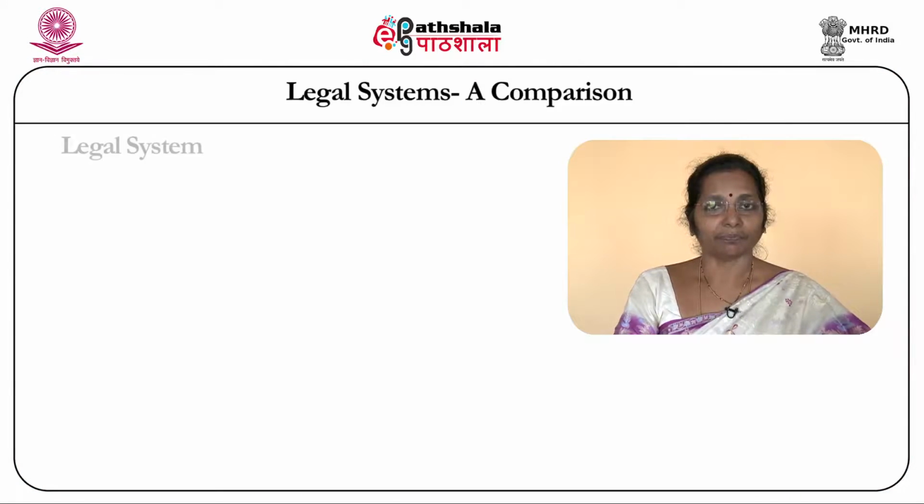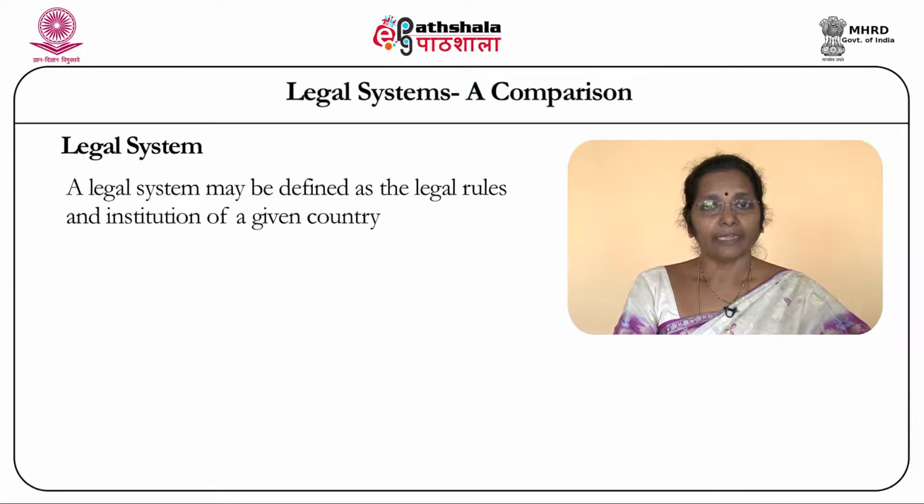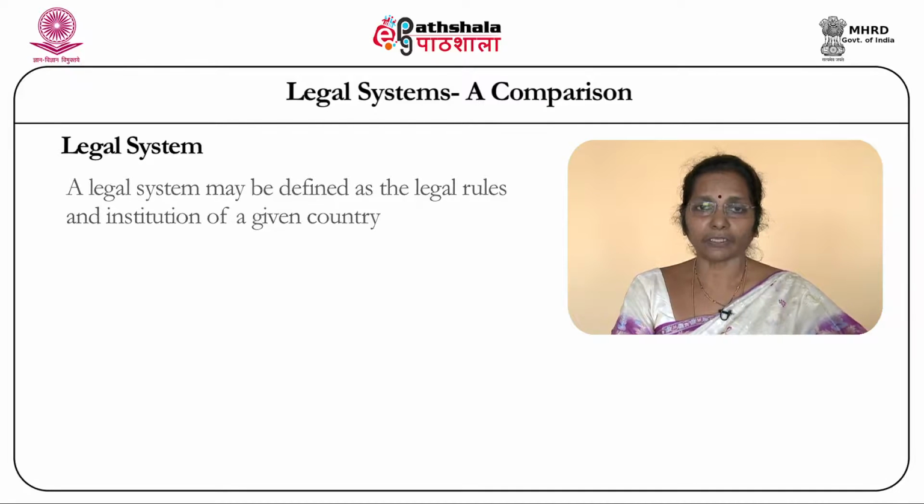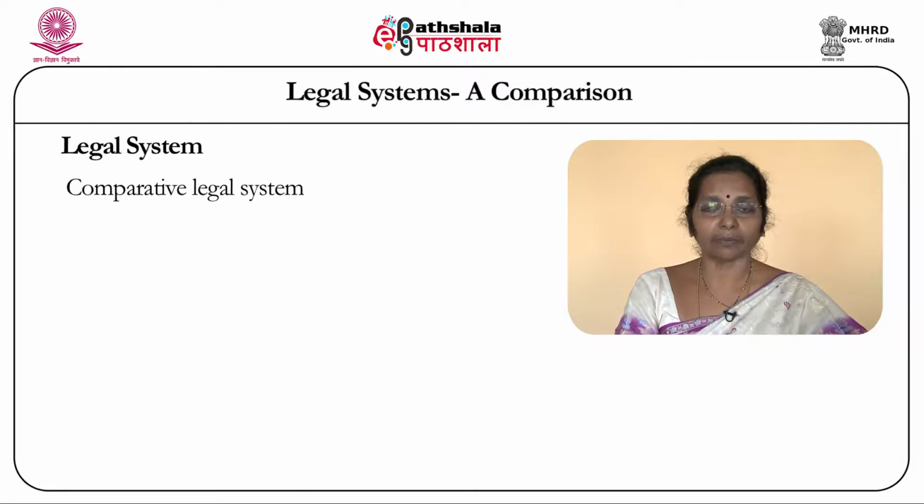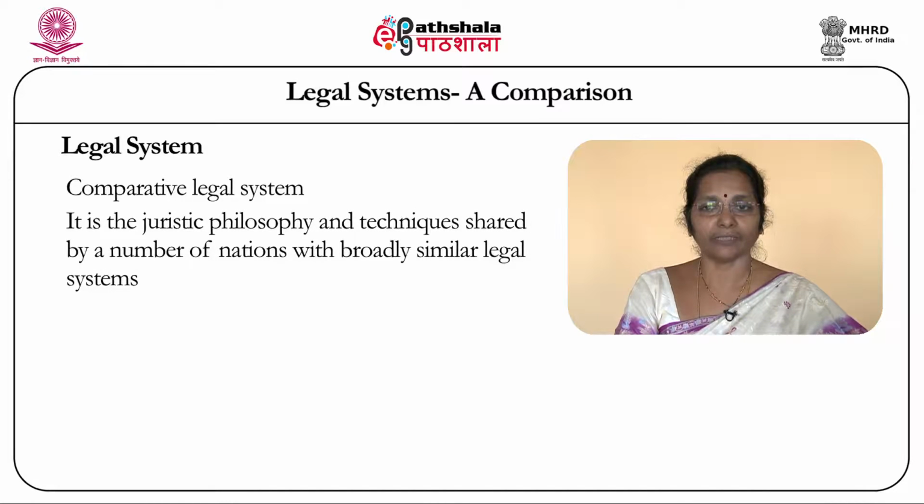Now, what is a legal system? Briefly, a legal system may be defined as the legal rules and the institutions of a given country. For example, it may be the Indian legal system, the Soviet legal system, or the common law system. Now, why a comparative legal system? Why does it have to be compared? The reason is that the comparative legal system is the juristic philosophy and techniques shared by a number of nations with broadly similar legal systems.